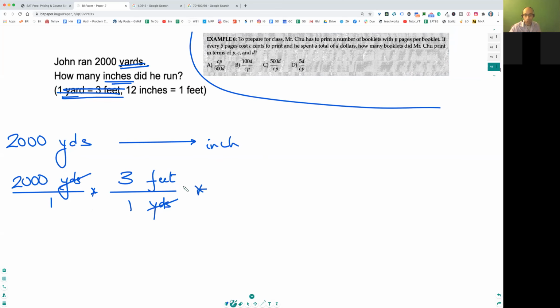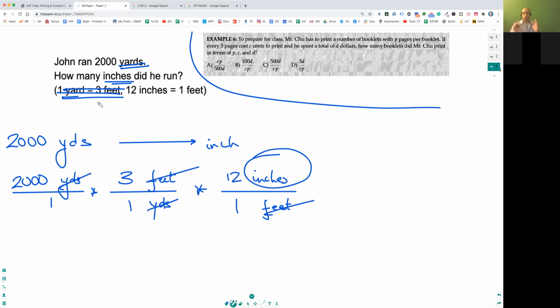Now again, to convert the feet to inches, you got to put the feet here, right? You want to cancel this, but where's the feet? Feet is right over here. 1 feet is 12 inches. Okay, 1 feet is 12 inches, guys. So what does that mean? Cancel the feet out, and you're left with inches. And that's what they're asking for, right?